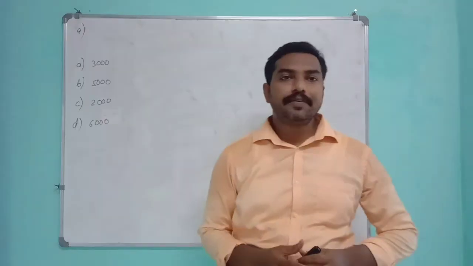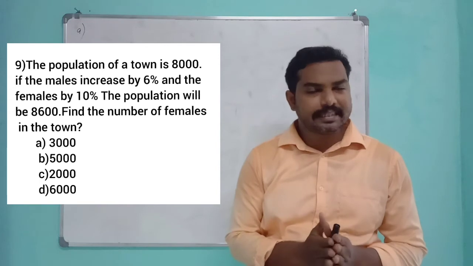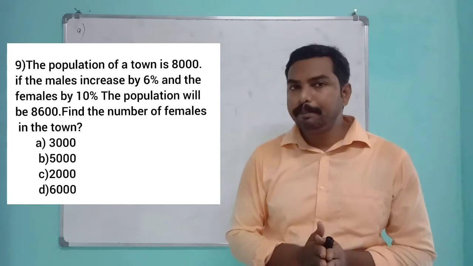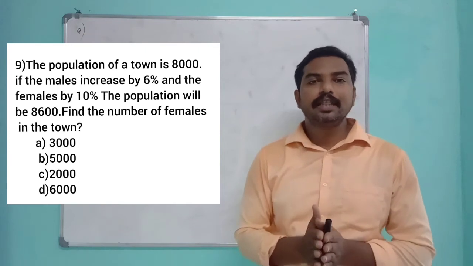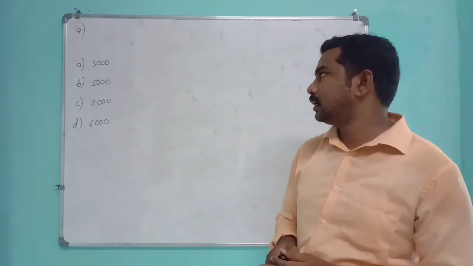Option A. It is given that the present population is 8,000. Males are increasing by 6%, females by 10%. After increasing, the population becomes 8,600. He is asking for the females earlier. Now let us see here. This can be solved in a detailed process.